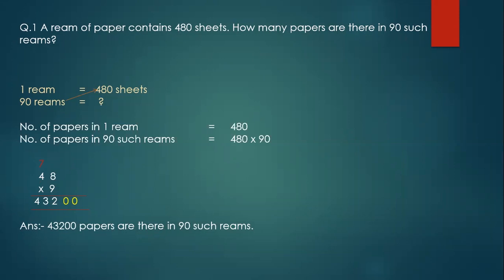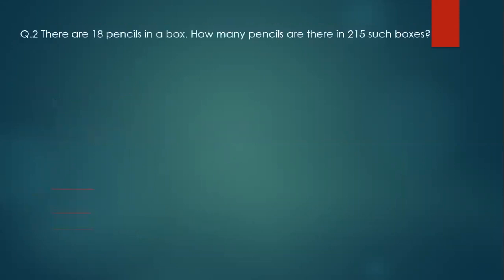Let's move to second sum. There are 18 pencils in a box. How many pencils are there in 215 such boxes? Here also in one box 18 pencils are given and you have to find the number of pencils in 215 boxes. So we will multiply 215 by 18.